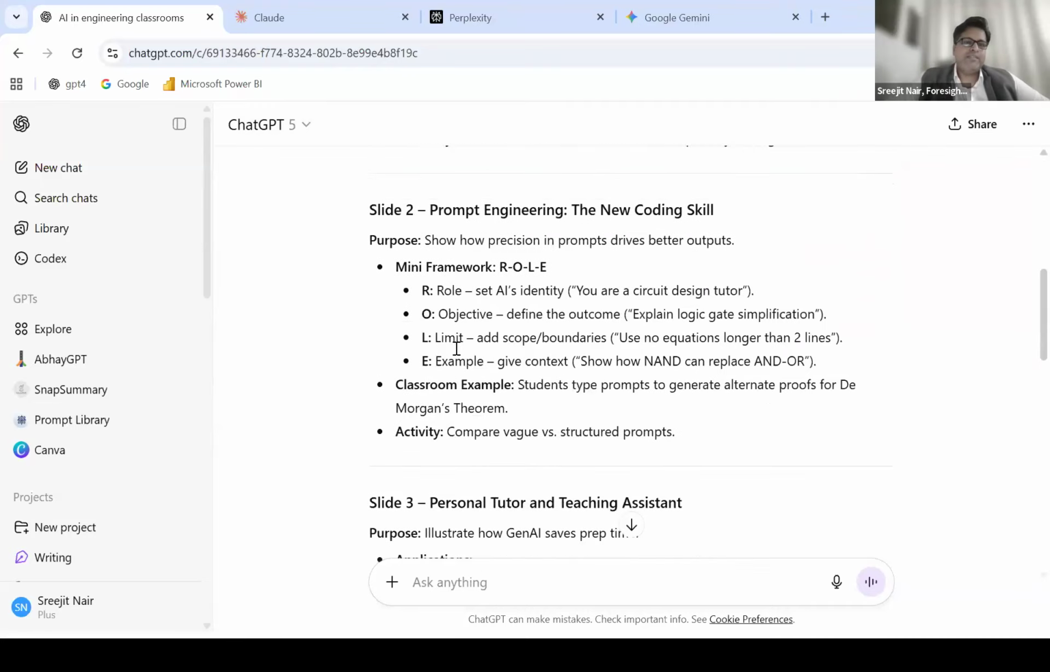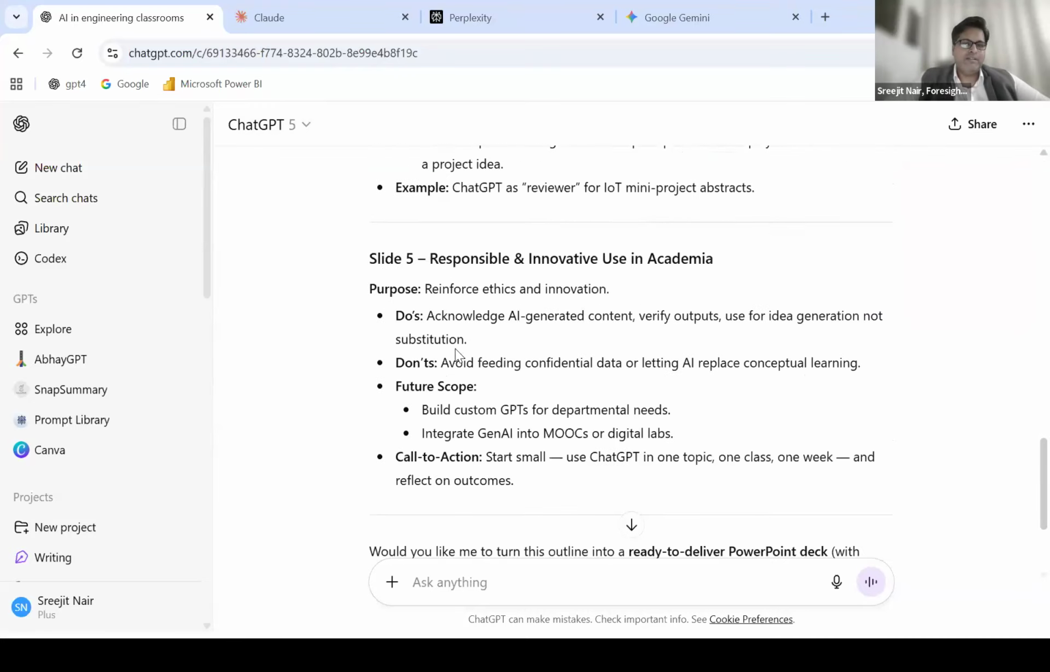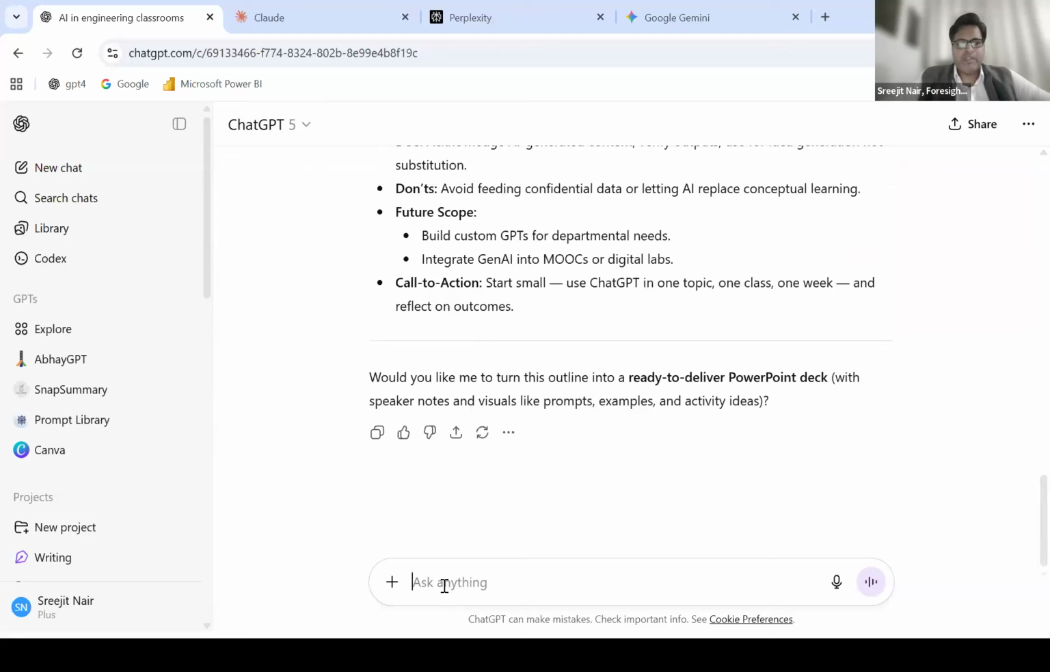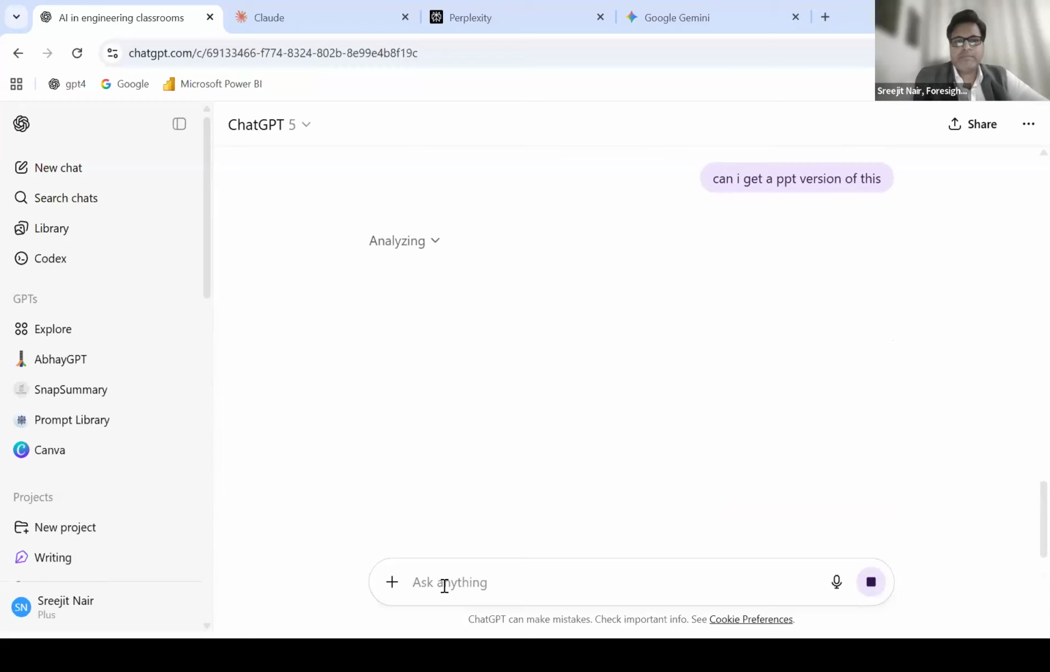And create a slide-wise output. With the full version, the premium version that is available for free, this would be possible. Convert this, or say, can I get a PPT version of this? So it will start creating the same version.